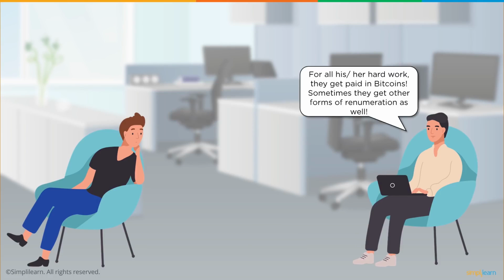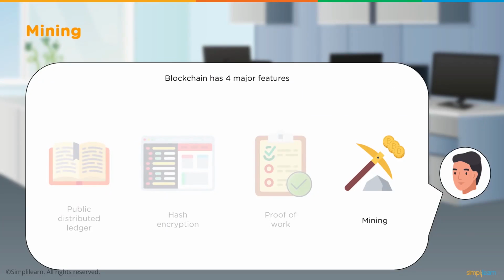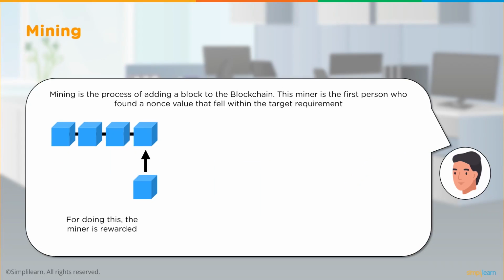So for all his or her hard work, they get paid in bitcoins, and this is the only way bitcoins get added to the network. Sometimes they get other forms of remuneration as well, and this is the concept of mining. So when the miner has done the proof of work consensus, they are rewarded, and this is called mining. So mining is the process of adding a block to the blockchain.